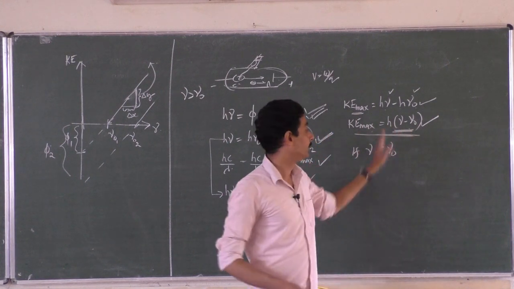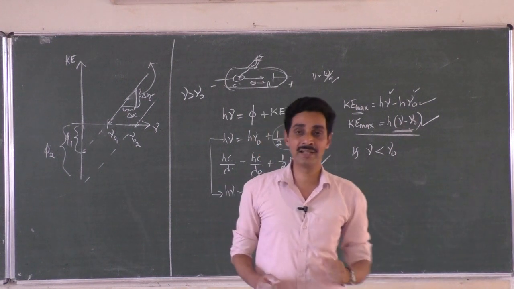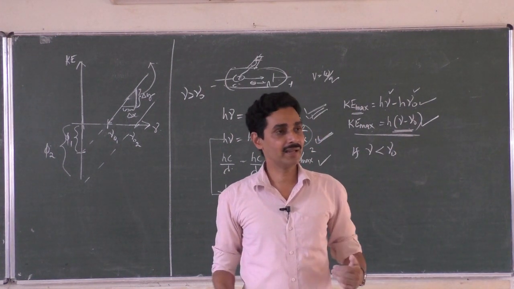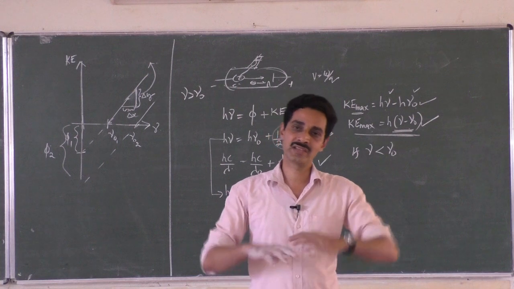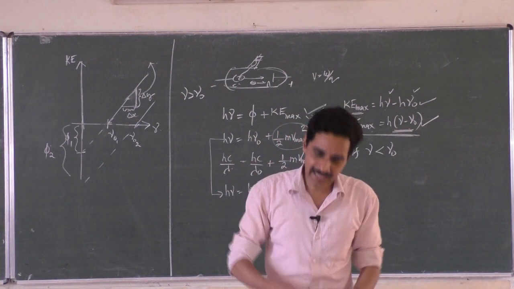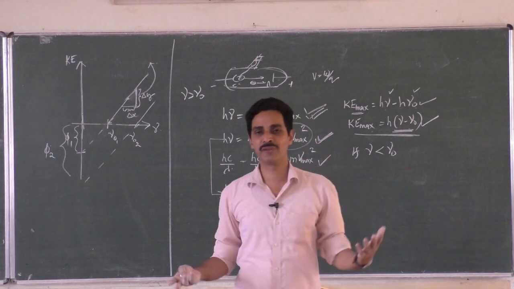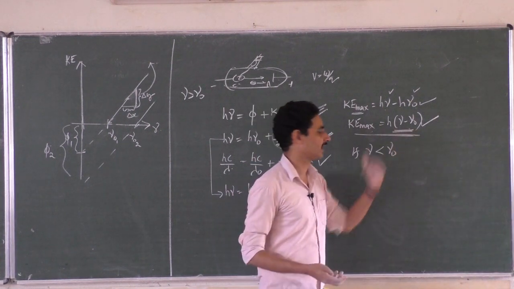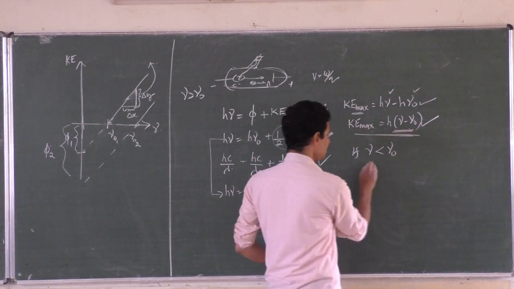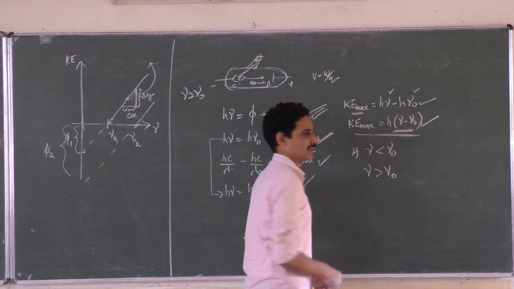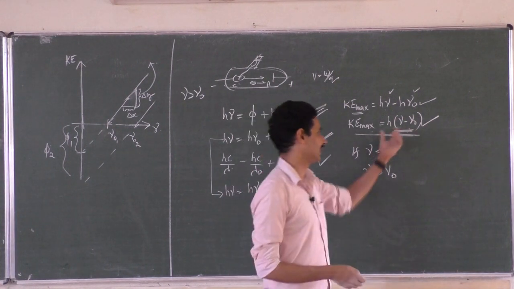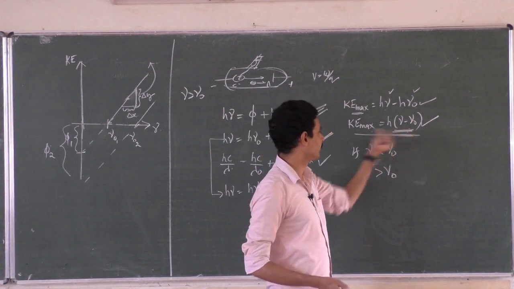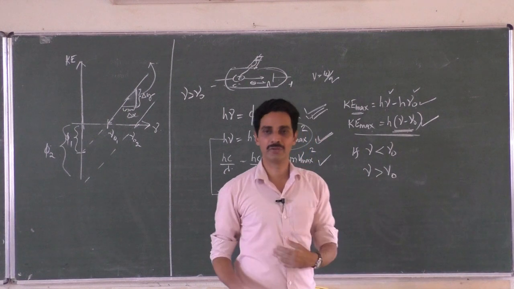kinetic energy, becomes negative. What do you mean by kinetic energy becoming negative? Kinetic energy becoming negative means electrons have not come out, still they are inside, and they have not been free from the metal. So electrons cannot come out. And if nu is greater than nu naught, what does this equation say? That equation says that the kinetic energy is positive, that means electrons have come out.